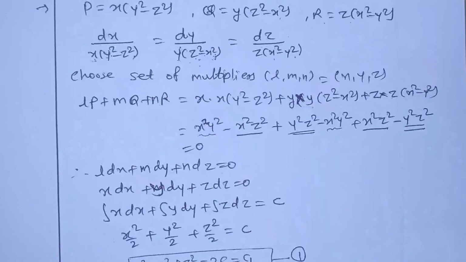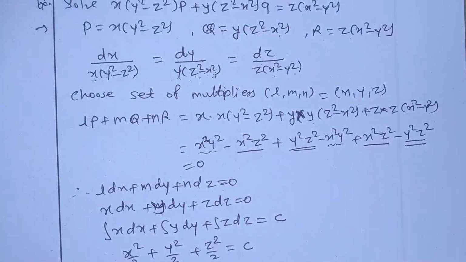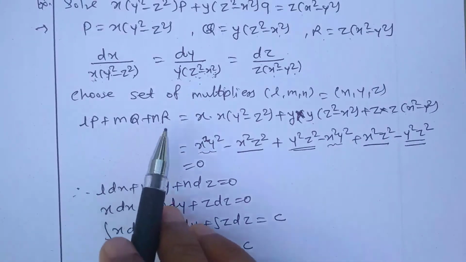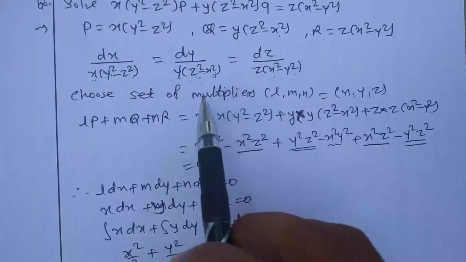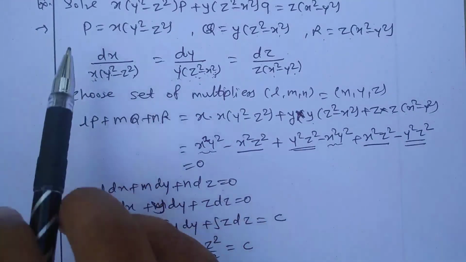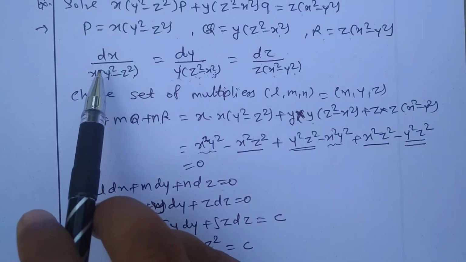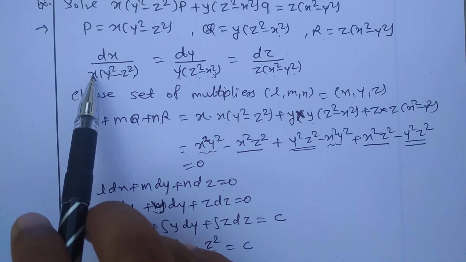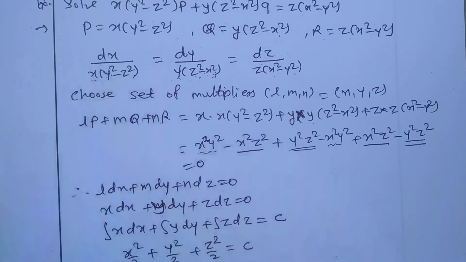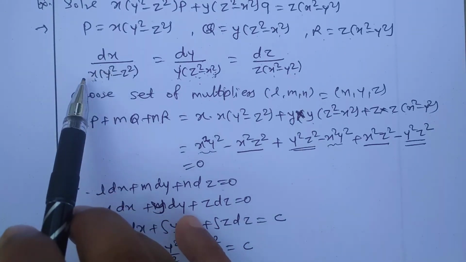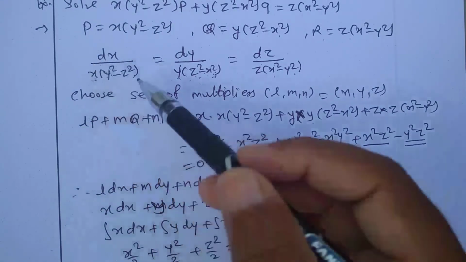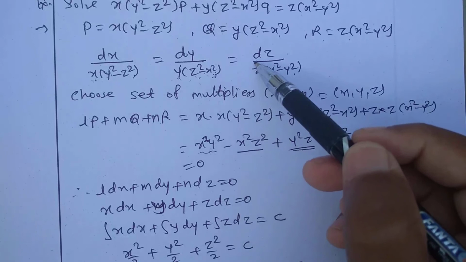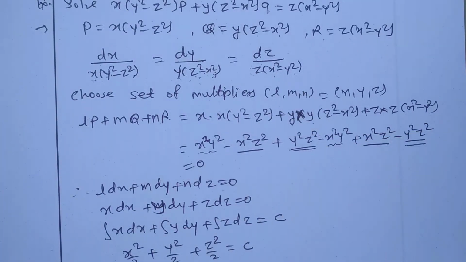Now we have to choose another set of multipliers, so that again this LP plus MQ plus NR is 0. Now in the first case, while choosing the first set of multipliers, we tried to make the power of the term outside the bracket a 2, because inside the power is 2. Now next time try to make the power of the outside term as 0. That means try to cancel out this term, this term, and this term, that is single z.